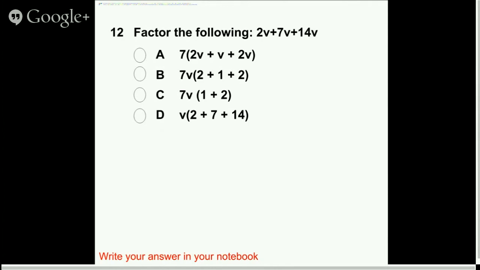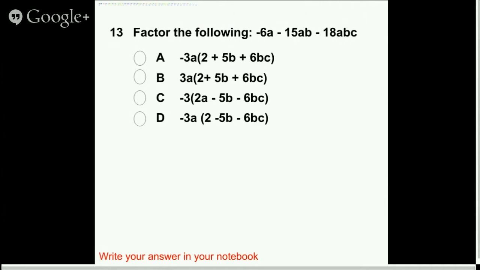Okay. You can only pull out a V. Okay, so the 7 or the 2 is the odd person out. So if you pull out the V, you get 2 plus 7 plus 14, which would actually be a lot simpler because then you could just combine these like terms, right? This is the same as 23V. Okay, try this one. Go ahead and pause it.